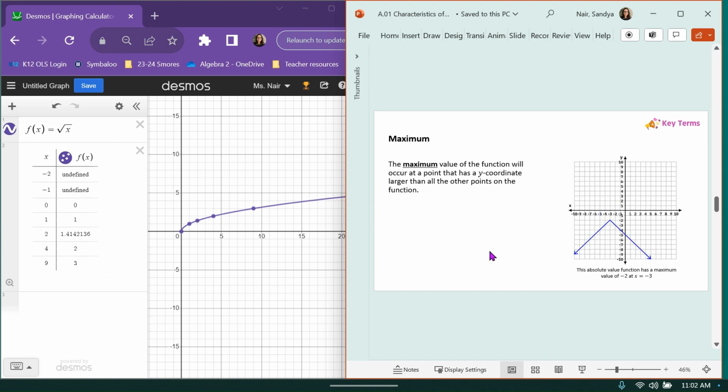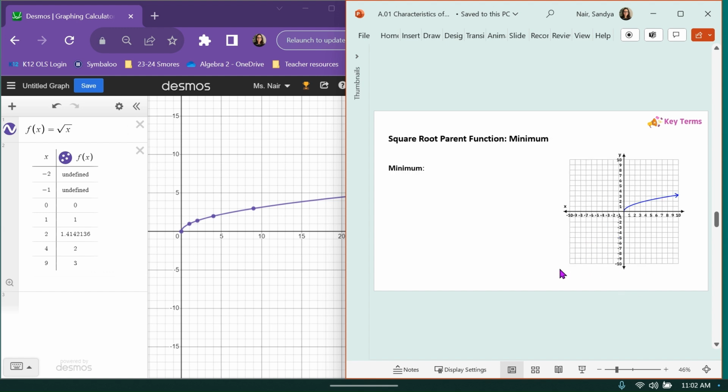Some functions will have a maximum value. So the maximum value will be at a y coordinate that's bigger than all the other points on the function. So if we look at this absolute value function, you can see that the biggest y value is going to be -2, and that occurs at x equals -3.